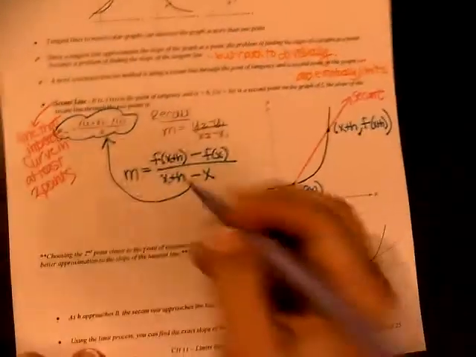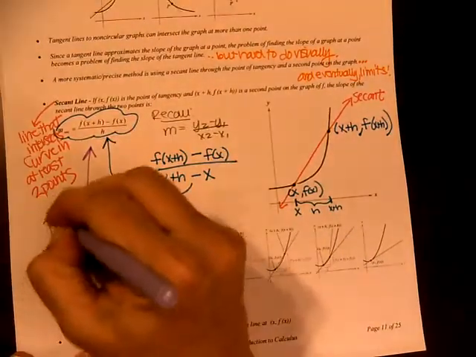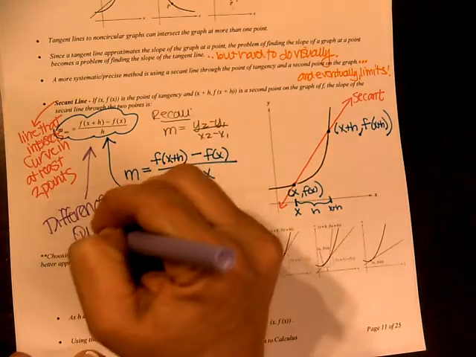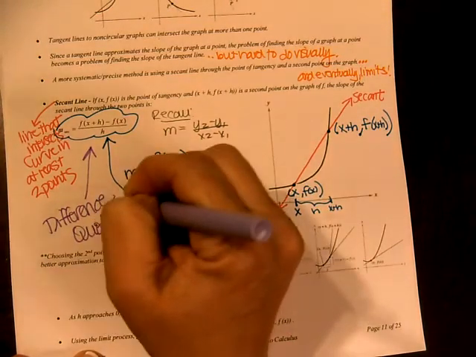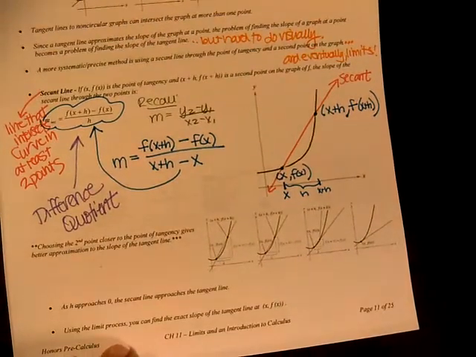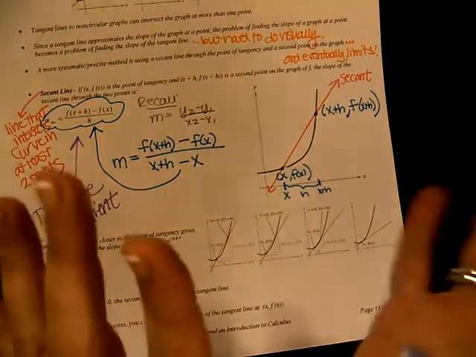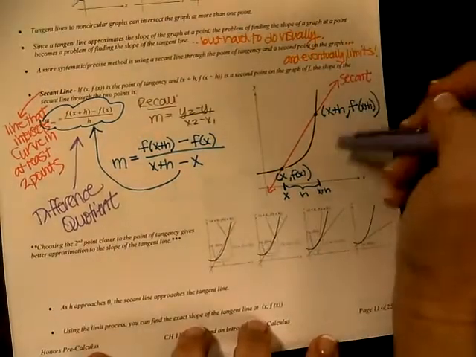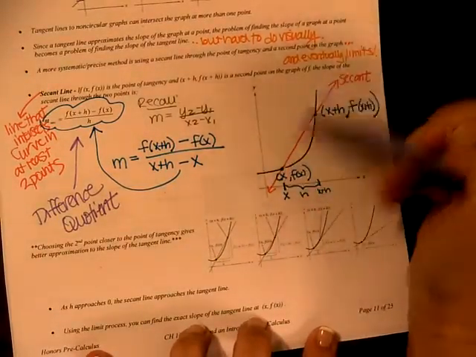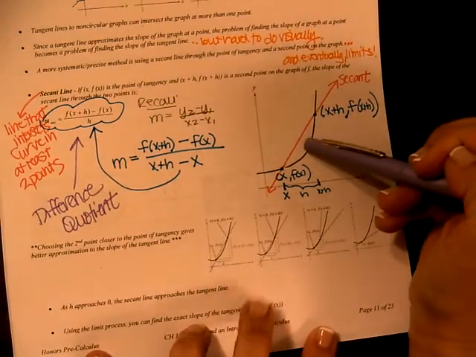Notice that this is also what we have talked about as the difference quotient. So this difference quotient is actually the slope of a secant line, okay? So that's kind of the idea. Now, you might be saying, okay, Mackie, this secant line connects 2 points, but it's not a tangent line.